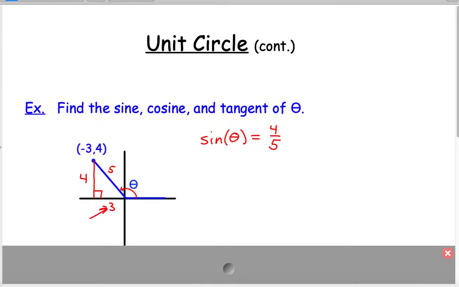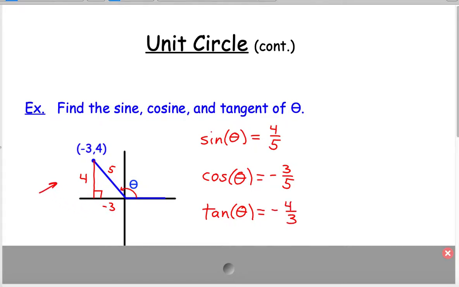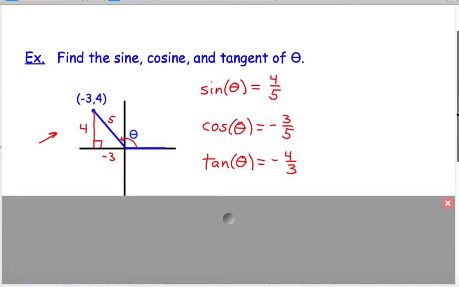And then the cosine is going to be the adjacent leg, which is -3, over the hypotenuse, which is 5. So cosine of theta, and I'll put the negative out in front of the fraction, -3 over 5. And then the tangent of theta will be opposite over adjacent, and that would be the opposite is 4, and the adjacent is -3, so 4 over -3. Once again, I'll put the negative out in front, -4/3. And there you have it. Sine, cosine, and tangent of theta. Let's try another one.